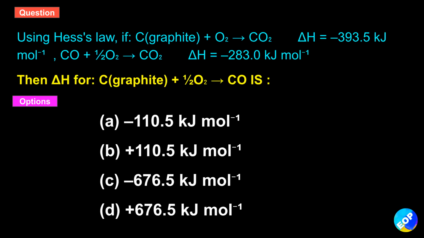Using Hess's law, if C plus O2 giving CO2 has delta H minus 393.5 kilojoule per mole, and CO plus half O2 giving CO2 has delta H equal to minus 283.0 kilojoule per mole, then delta H for C plus half O2 giving CO is? Answer is option A, minus 110.5 kilojoule per mole.